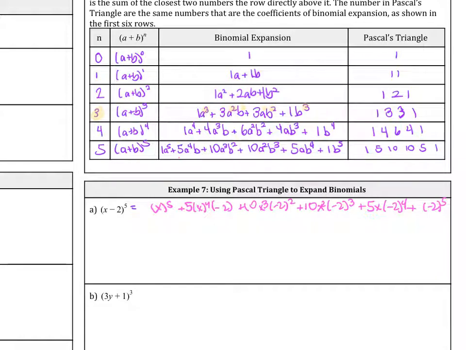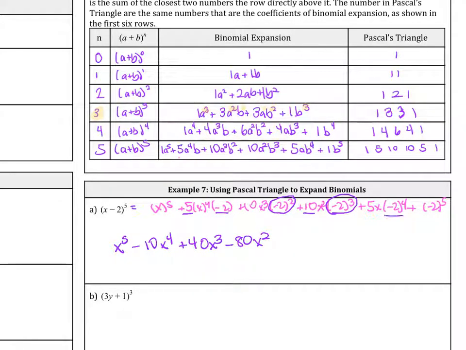So now I just need to multiply the numbers. In the first one, that's just x to the 5th, so that's fine. And then we have negative 2 times positive 5. That becomes negative 10x to the 4th. Then we look at the next one. So remember the exponent first. Negative 2 squared is a positive 4. 4 times 10 is positive 40x cubed. Now the next term, we have negative 2 to the 3rd power. That is negative 8 times a positive 10, which is negative 80x squared.